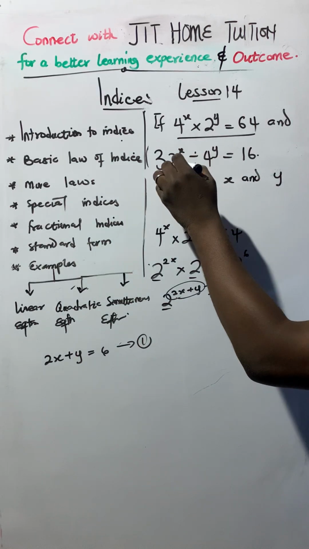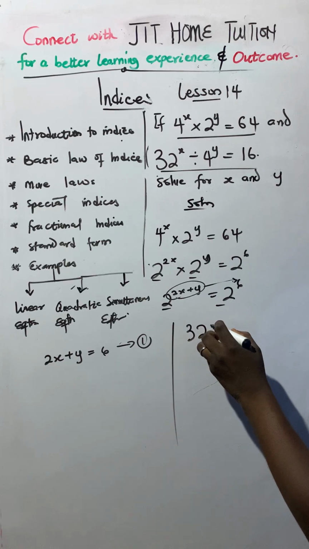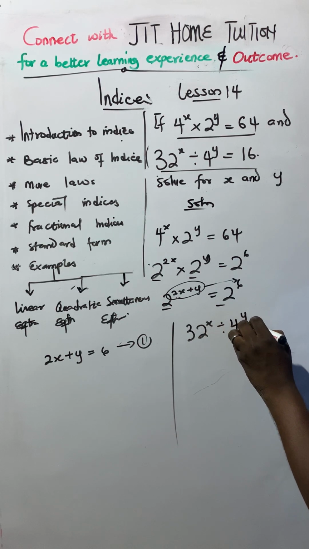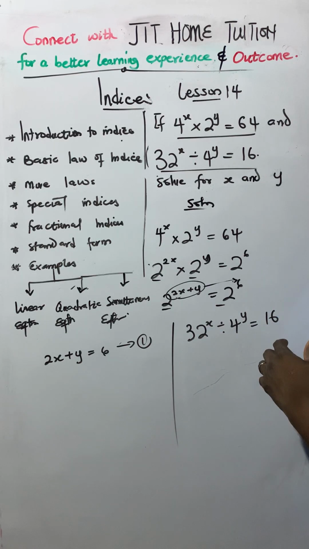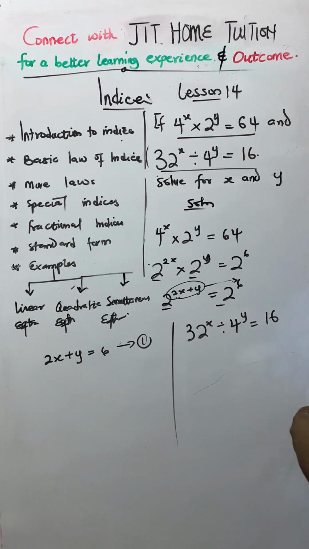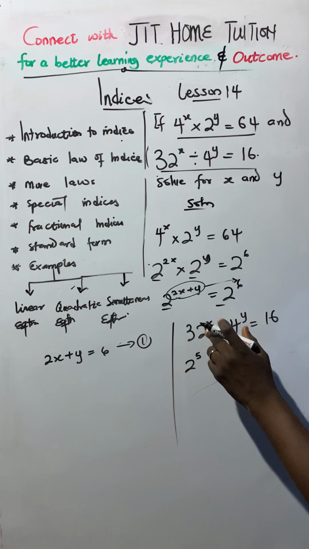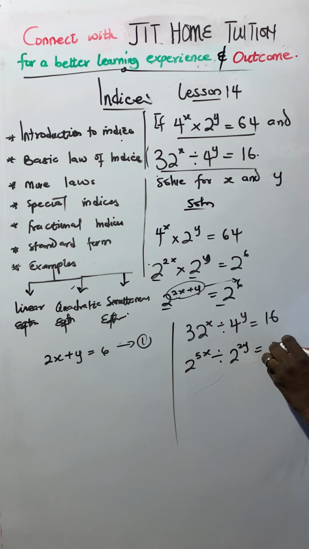Now let's look at this one also. You have 32 exponent x divided by 4 exponent y equal to 16. Here you can go by 2. So that will give you 2 exponent 5. When you change this one, but there's x here, giving you 2 exponent 5x divided by 2 exponent 2y. And this one will give you 2 exponent 4.